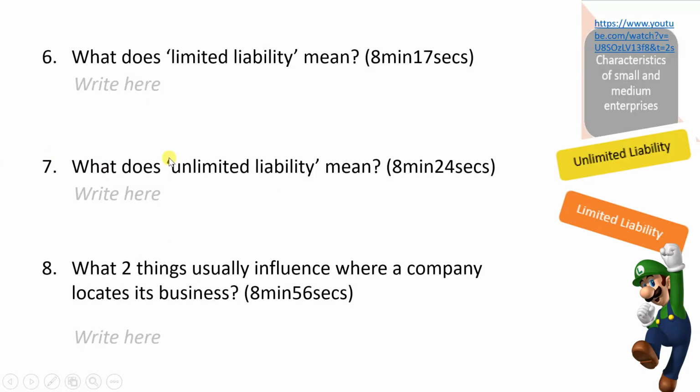The final 3 questions for lesson 1 for your revision cards. What does limited liability mean? Question 6. You'll find that at 8 minutes 17. What does unlimited liability mean? You'll find that at 8:24. And number 8, what 2 things usually influence where a company locates its business? You'll find that at 8 minutes 56. The link's there again for you, and then I've highlighted the 2 keywords because those are really important right now.